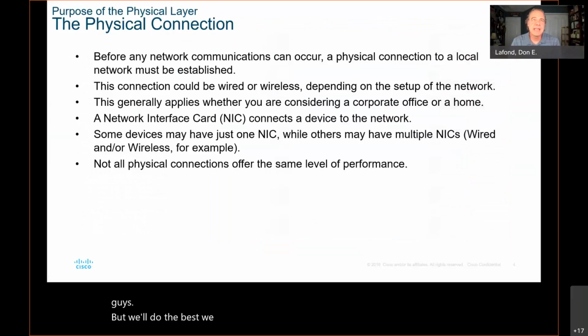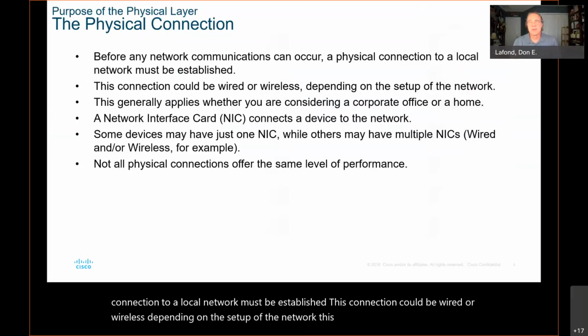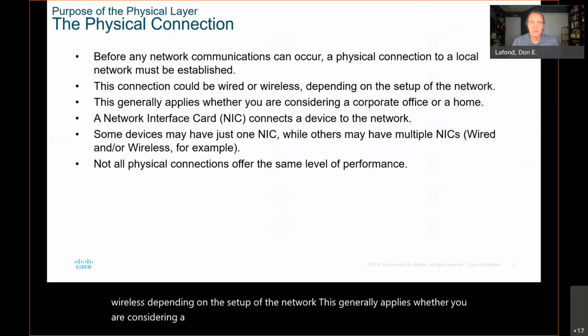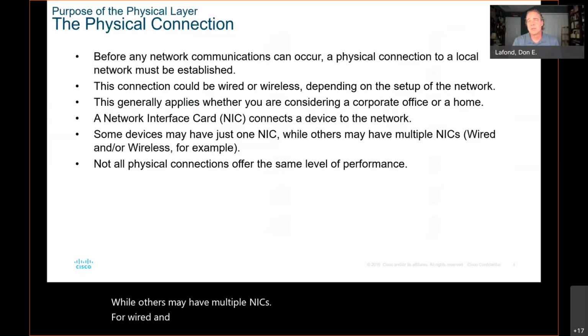So physical connection: before any network communication can occur, a physical connection to a local network must be established. This connection could be wired or wireless, depending on the setup of the network. This generally applies whether you are considering a corporate office or a home office, or just a personal home. A network interface card, NIC, connects a device to the network. Some devices may have just one NIC, while others may have multiple NICs, for wired and wireless, for example. And multiple NICs also can serve as backups in case one connection goes down.